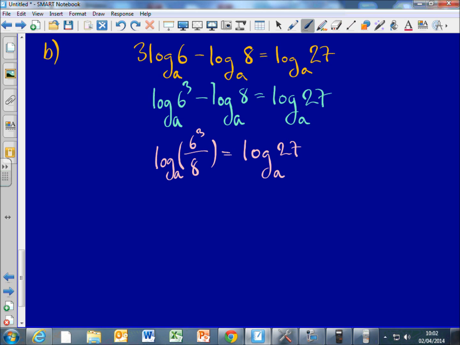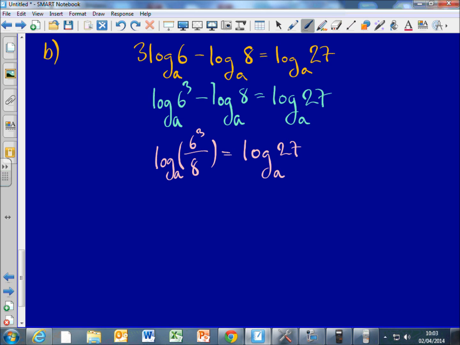Okay, what's 6 cubed divided by 8? Can we do that? Oh. Yeah, it should be. 216 divided by 8. Yeah. So that's proved it, yeah? So the two things are equivalent.